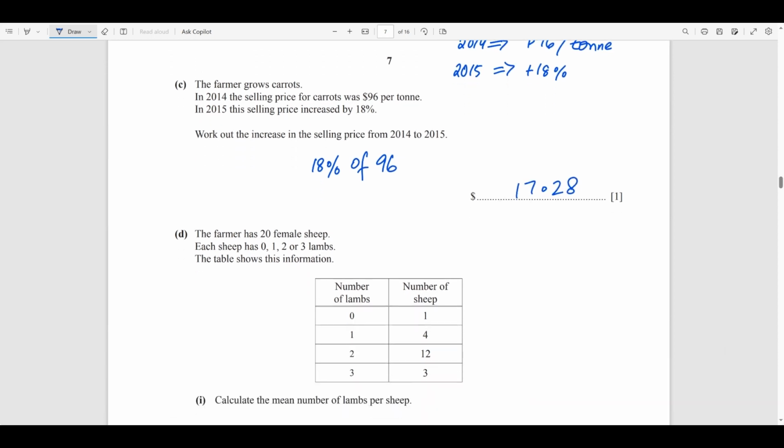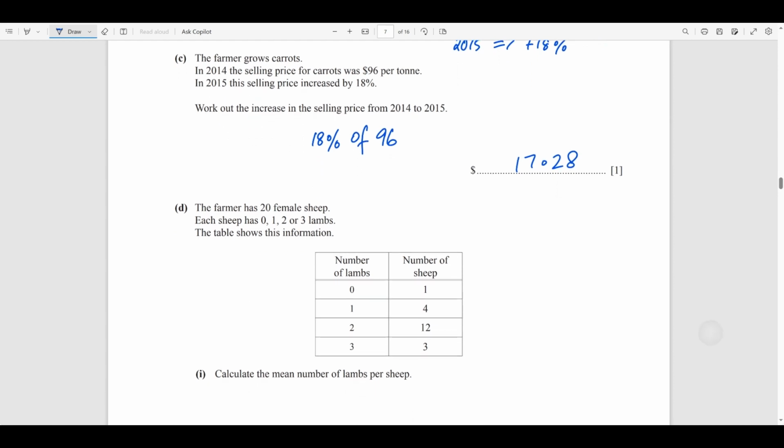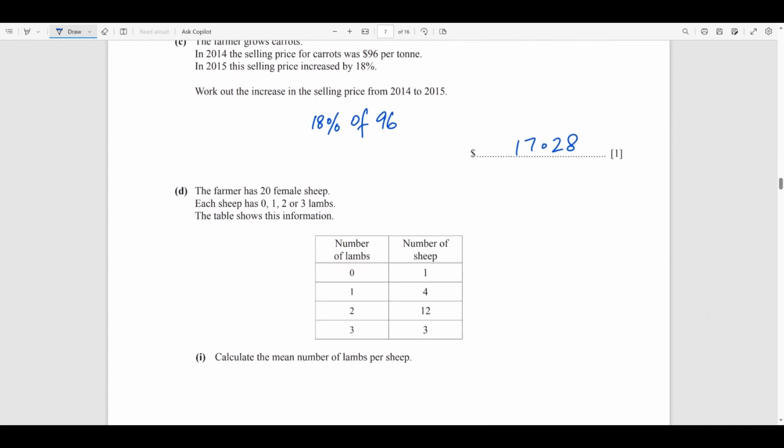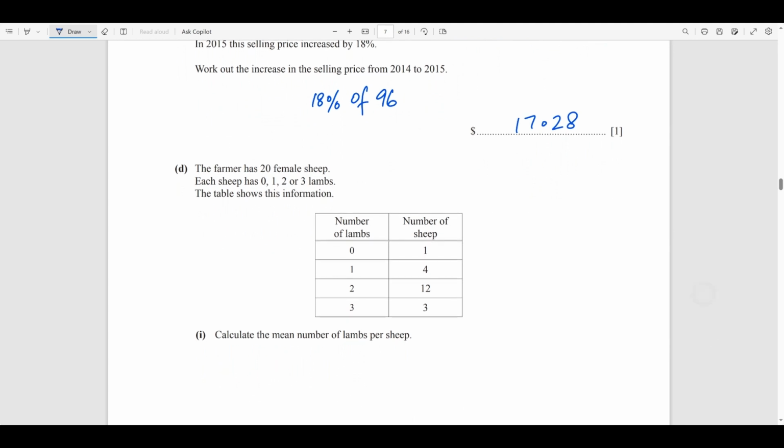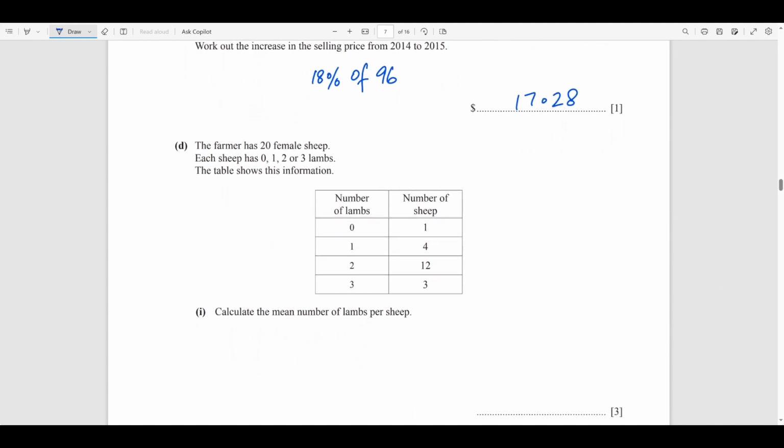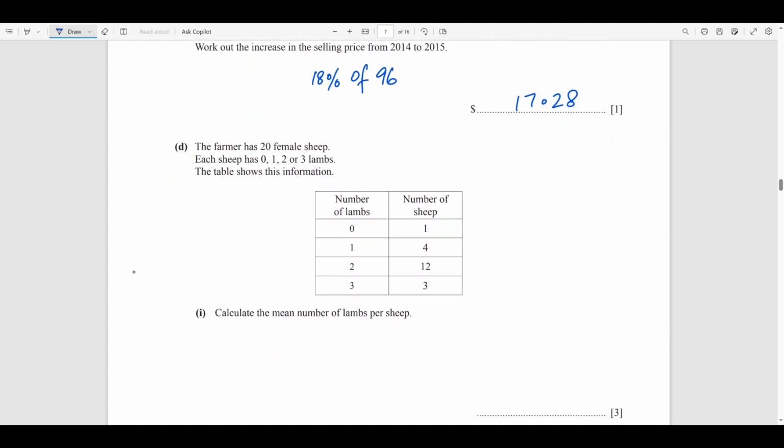The farmer has 20 sheep, each has 0, 1, 2 or 3 lambs. The table shows the information. Calculate the mean. Okay. So for the mean, we need to see how many total sheep there are. So it's 1 plus 4 plus 12 plus 3. It's already given, but you can still verify. It's going to be 20.